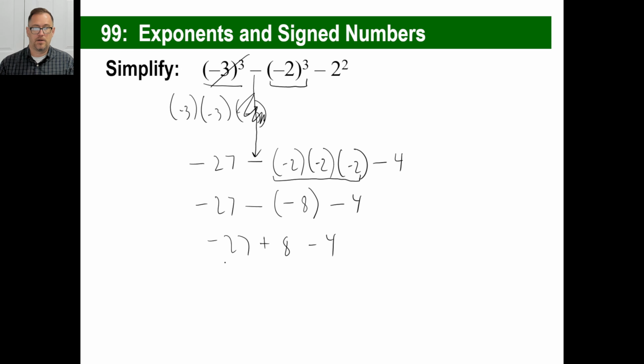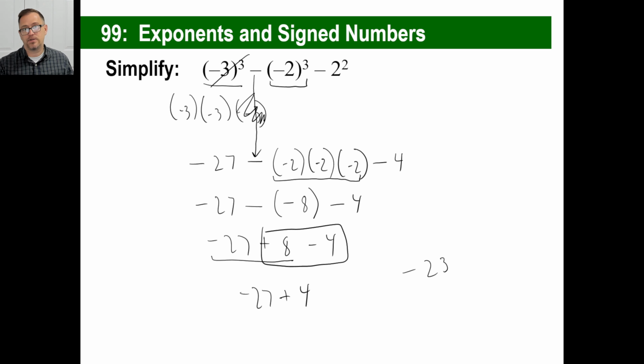There we go. So negative 27, you know what we can do? Let's just do this first. How about 8 minus 4 is 4? So you have negative 27 plus 4. Well, that's all we need to do, just one of those two things. So 27 minus 4 is 23, then the opposite of 23, there you go. Okay, that's exponents and signed numbers.